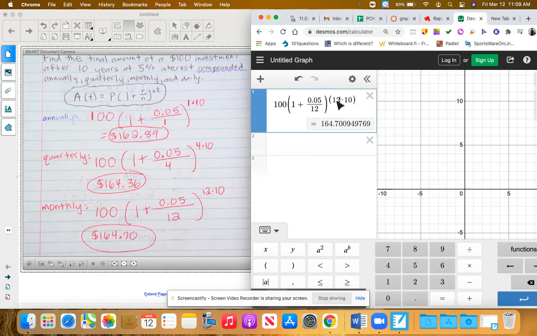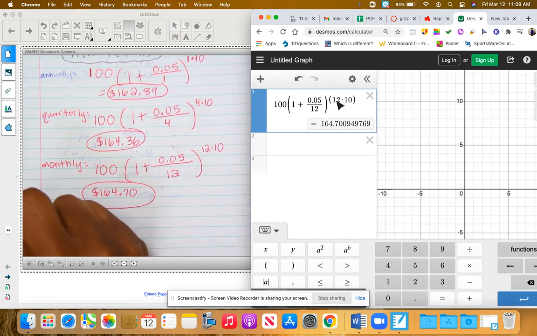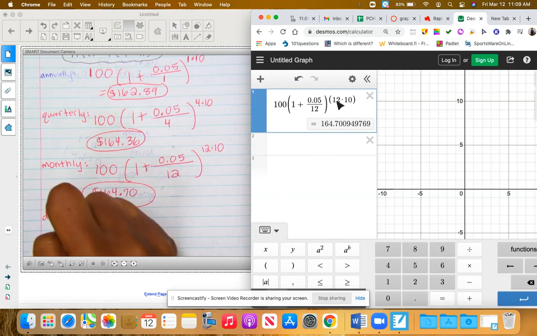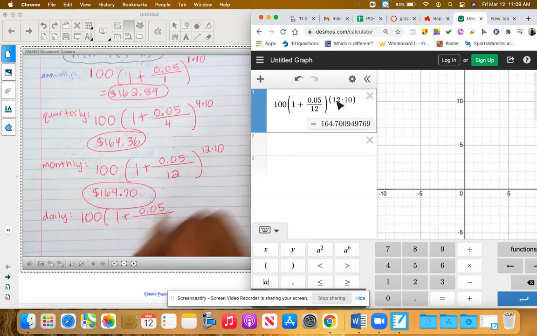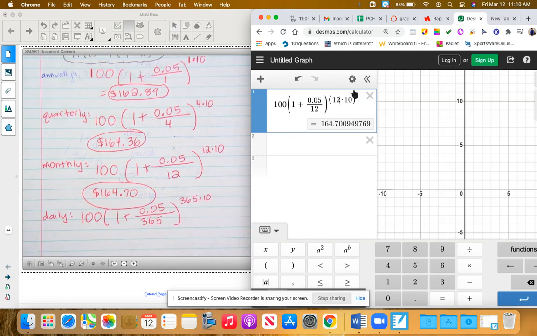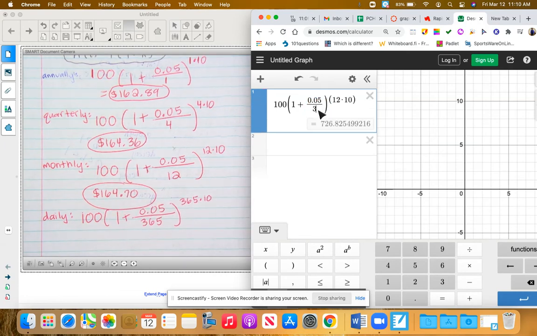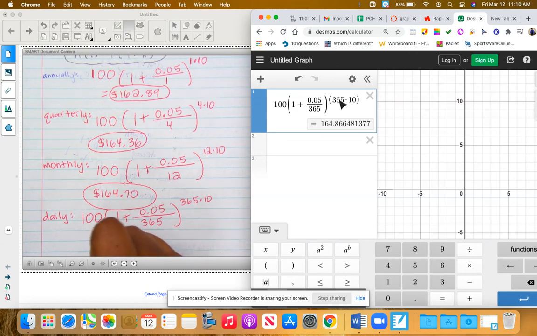And last but not least, we're going to do it daily. We put in $100. My percentage is still the same, but you have to change it to a decimal. Now, daily is 365 because we're doing it every day, and there's 365 days in a year. So over here in decimals, we'll change it from monthly to daily. And now we have $164.87.